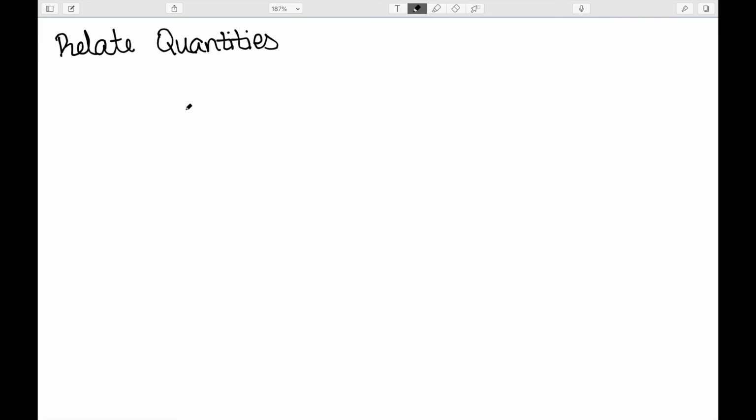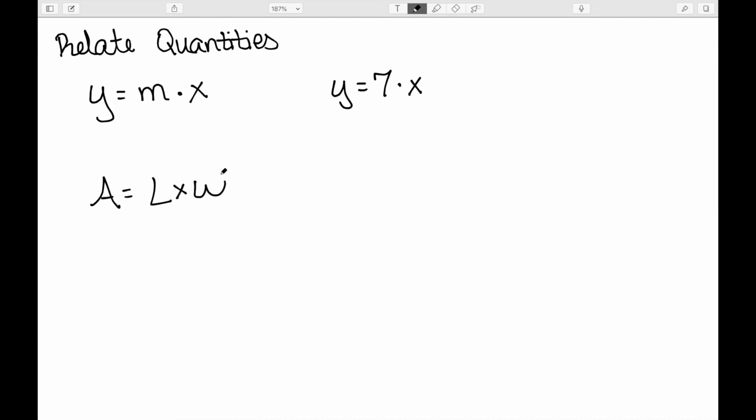Another way we use equations is to describe some kind of relationship between two or more quantities that vary together. An equation will show how the relationship between the quantities stays the same even as the quantities vary. As an example, proportional relationships have this form y equal to mx between variables x and y, where m is a constant of proportionality. So as an example, y equal to 7 times x. Another way to relate quantities is through formulas, like area equal to length times width for a rectangle.